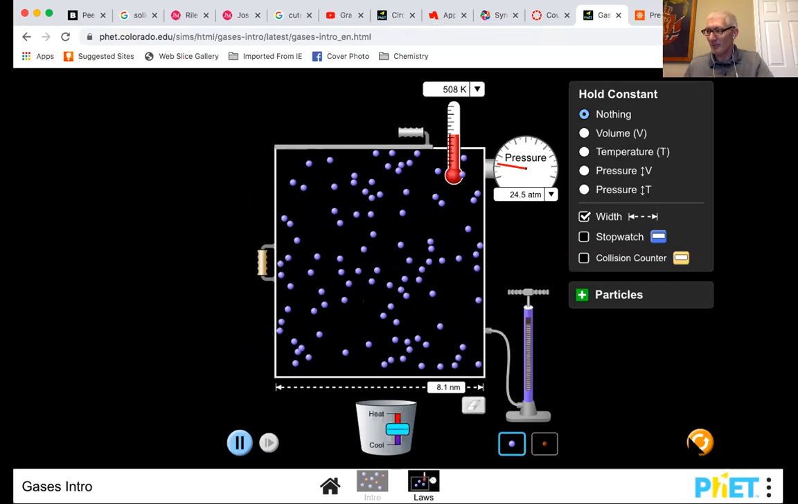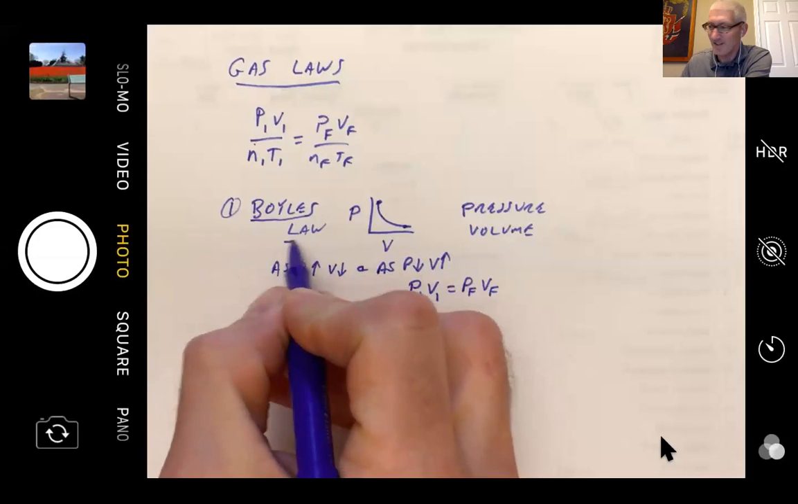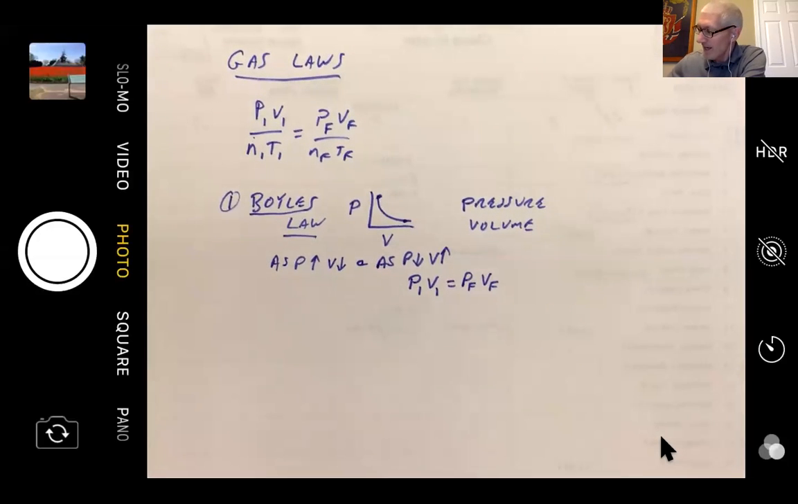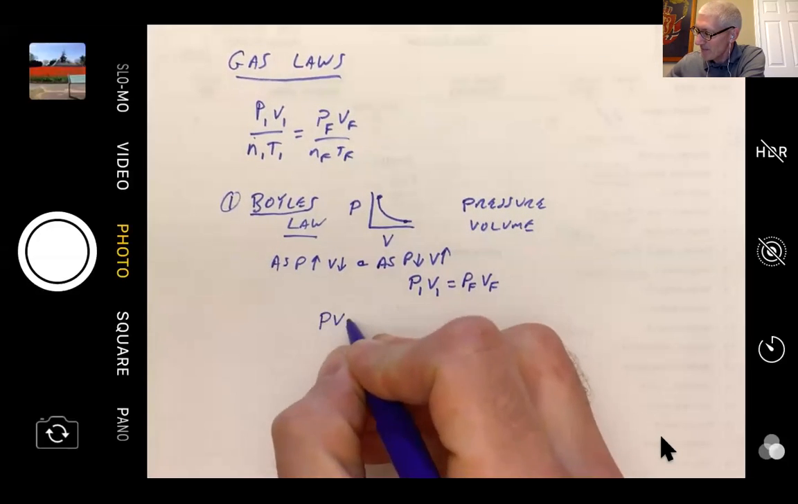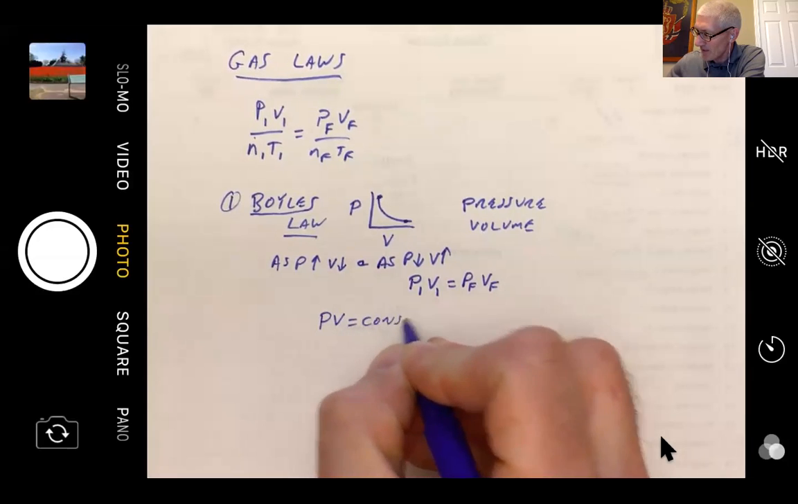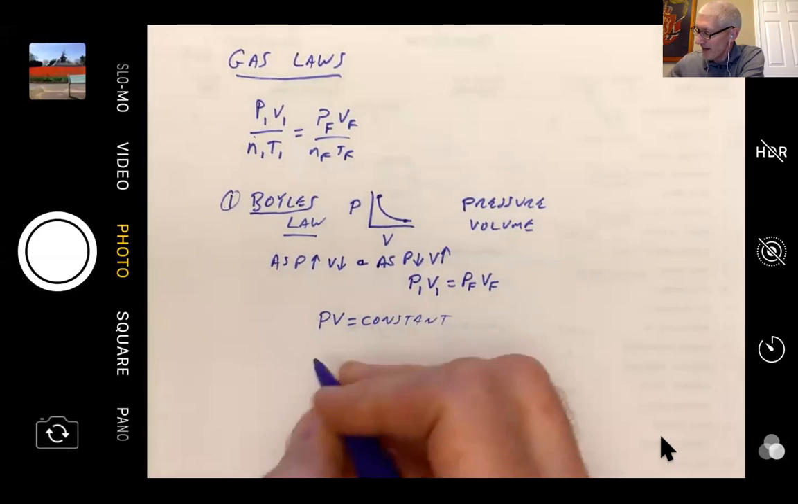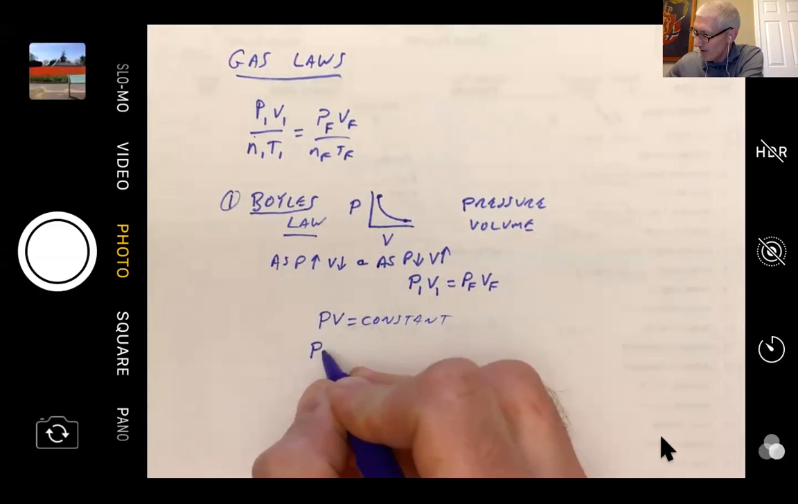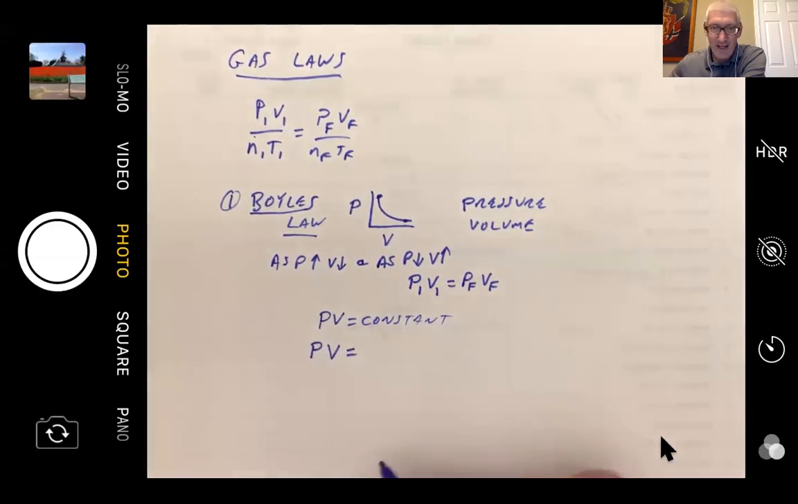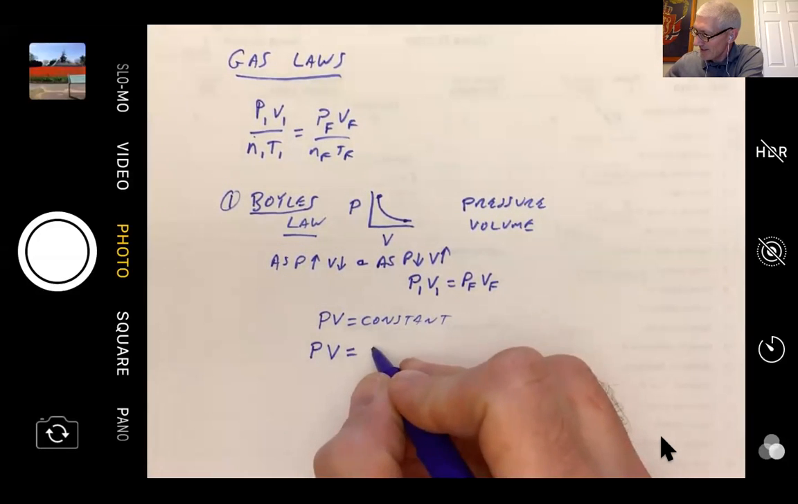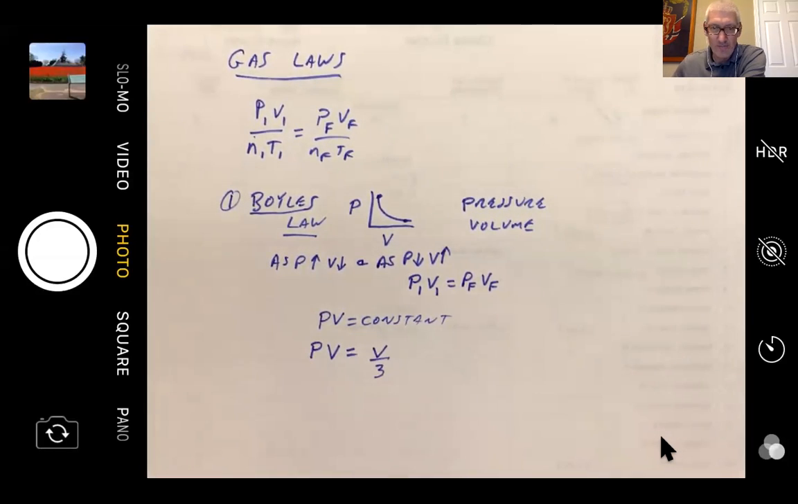And the important thing to realize is this relationship was first discovered by Robert Boyle, which is why we gave it his little name there. And it comes down to the fact that P times V is always going to just be some sort of constant. All right. So if I have some sort of pressure and some sort of volume, and let's say that now the volume is 1/3 as large, right?